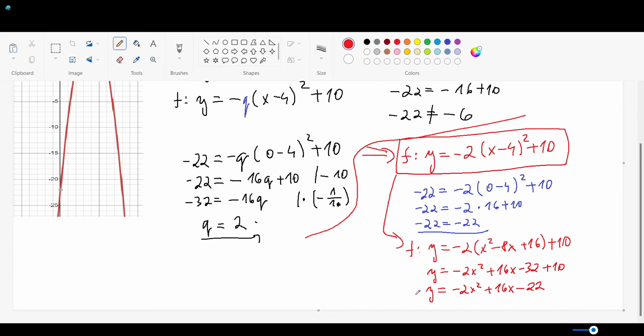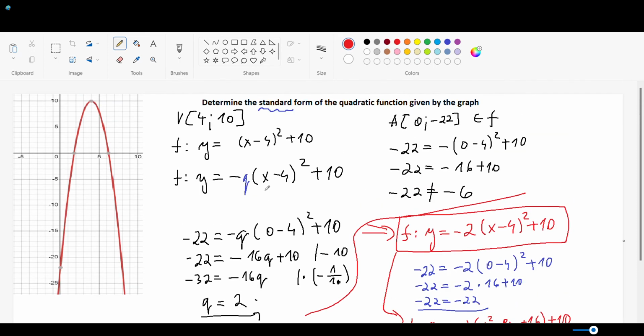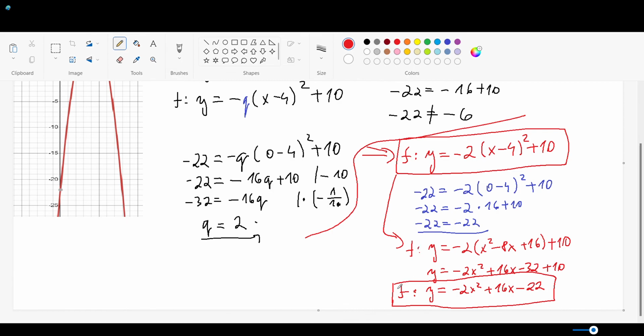So this is the solution of my task, the final one. This is the function which is represented by the graph on the left side, which is the parabola given at the very beginning of my task.